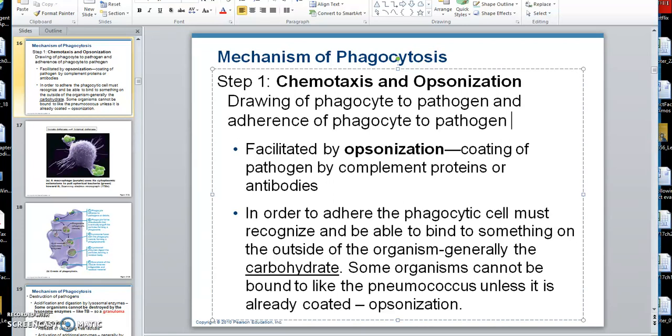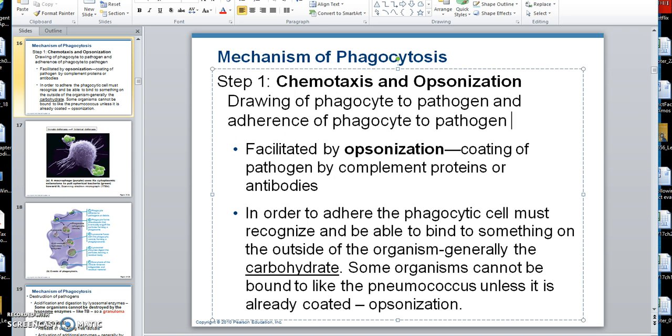Okay, now we talk about phagocytosis, the mechanism of phagocytosis. Sometimes on my website, I may have changed a few slides from what you see here in the video, so just be cognizant. Okay, step one in phagocytosis is what I'm going to call chemotaxis and opsonization. All right, let's explain it.